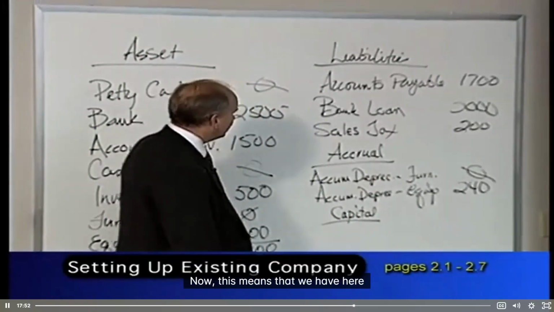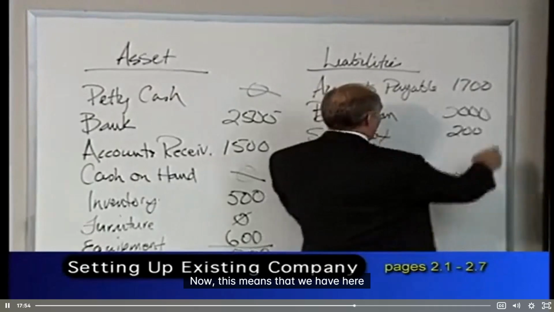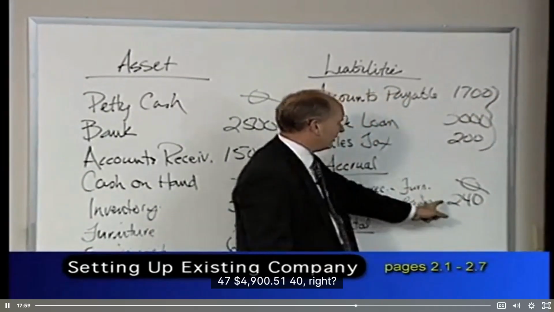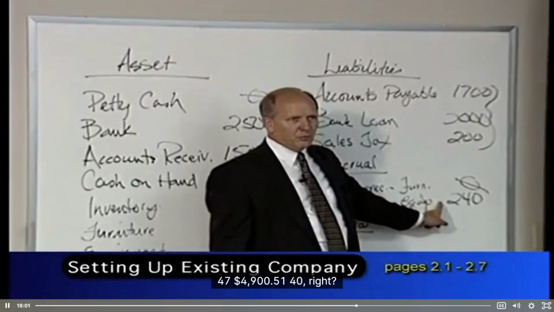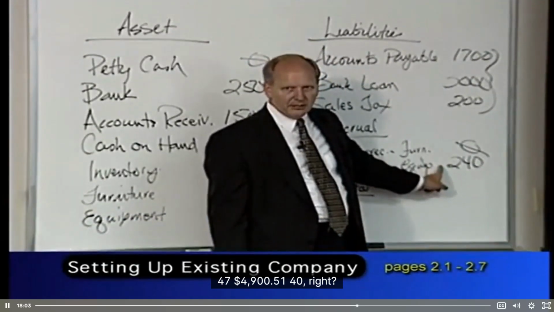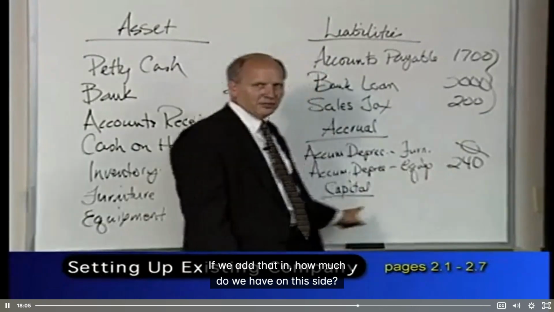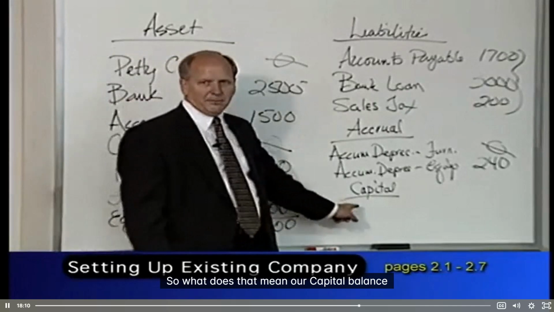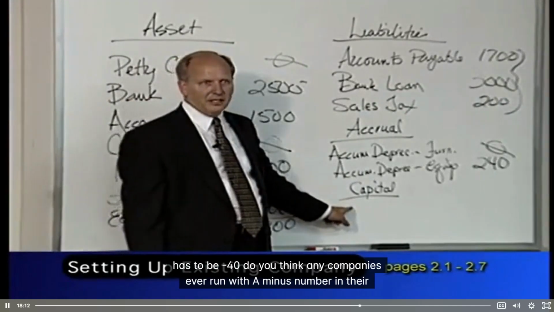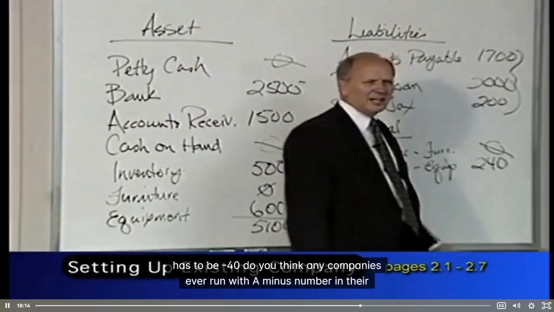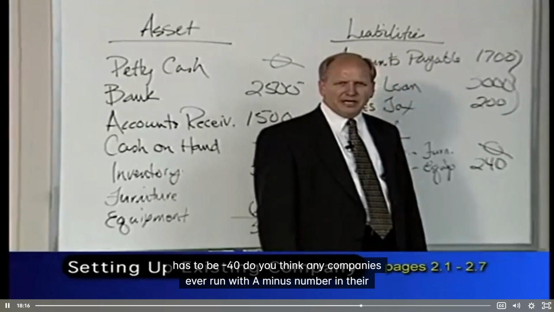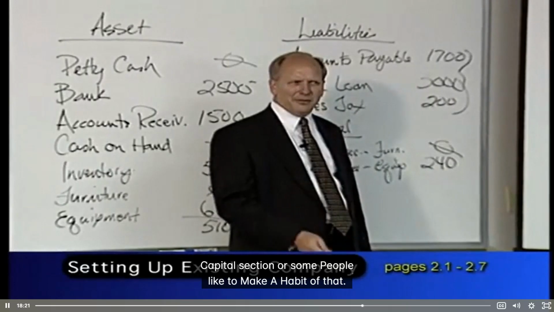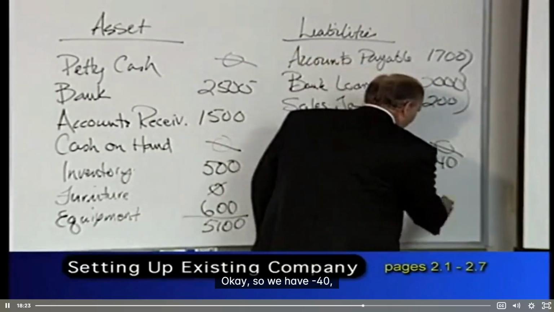Now, this means that we have here $4,900, $5,140, right? If we add that in. How much do we have on this side? So what does that mean our capital balance has to be? Minus 40. Do you think any companies ever run with a minus number in their capital section? Oh, some people like to make a habit of that. So we have minus 40.